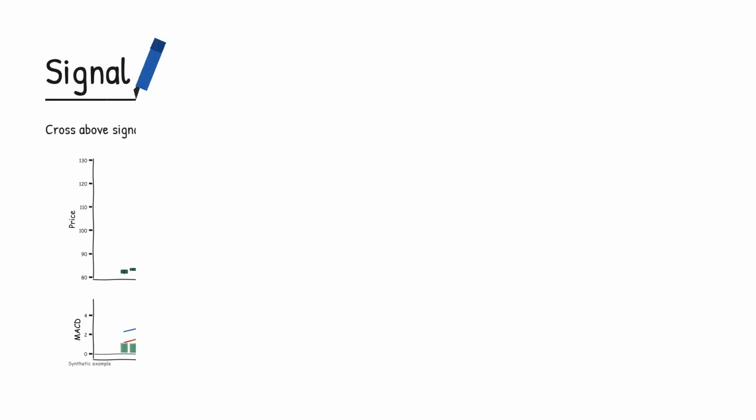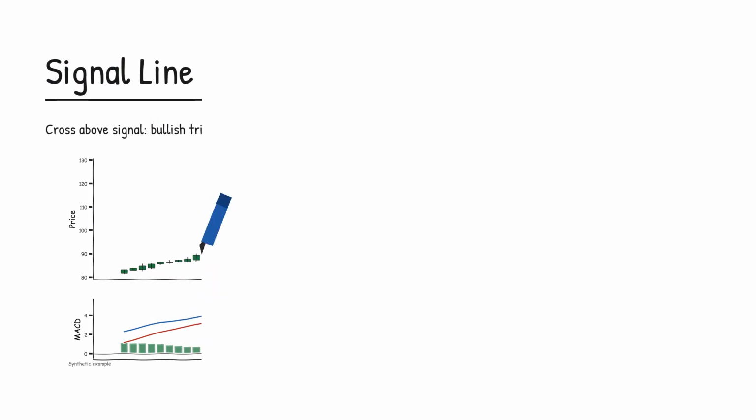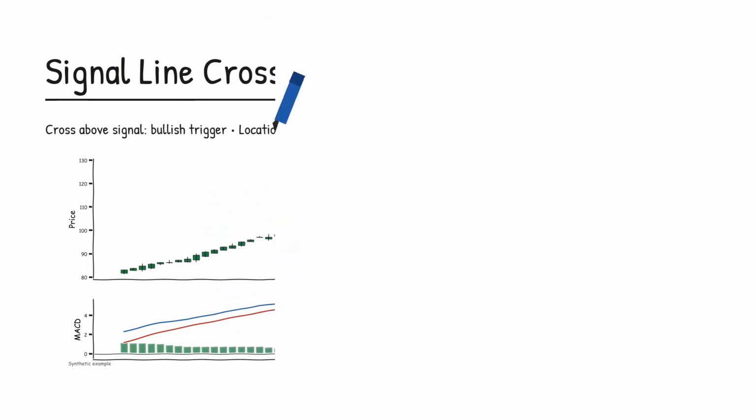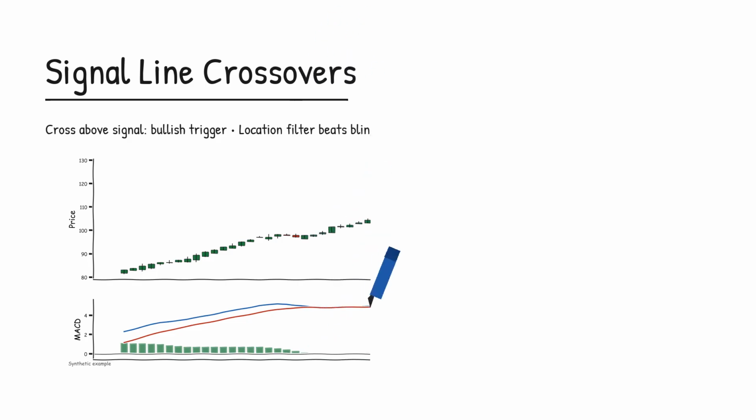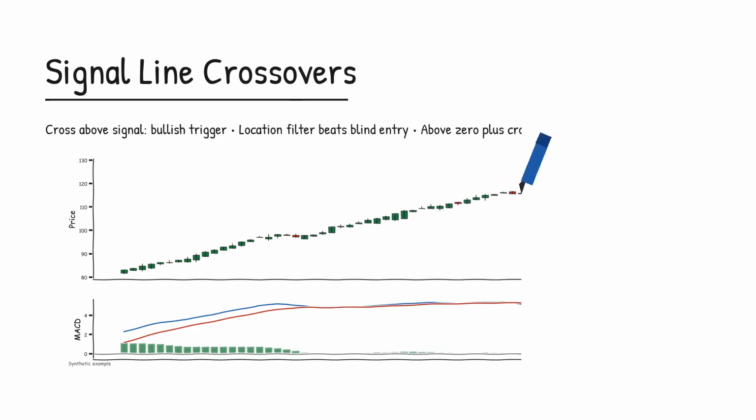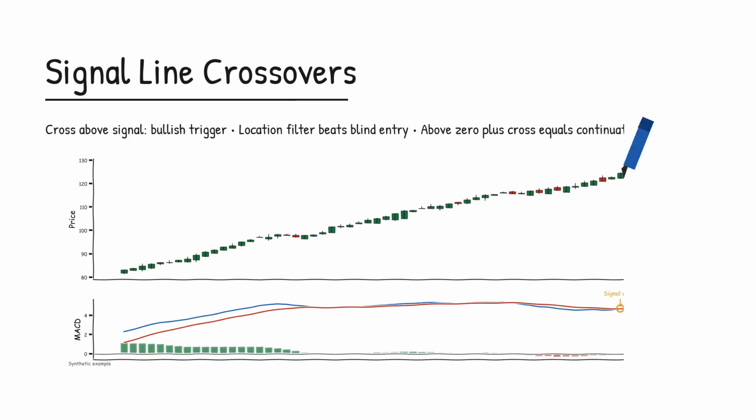The classic entry: MACD crosses above the signal line for a bullish trigger, below for bearish. On a synthetic uptrend, you can see the histogram flip from red to green right at the cross. Advanced traders do not take every cross blindly. They filter by location. A bullish cross deep below zero, while price is still in a downtrend, is a counter-trend signal with low win rate. The same cross above zero, inside an established uptrend, is a pullback continuation, which is far more reliable.